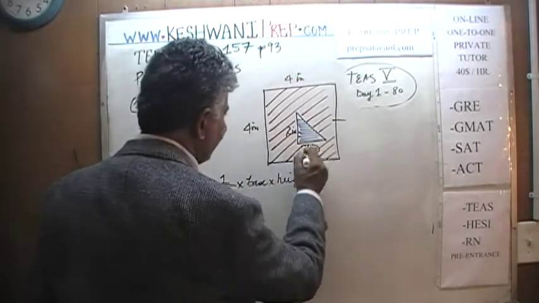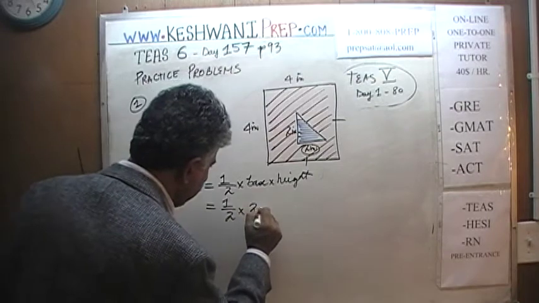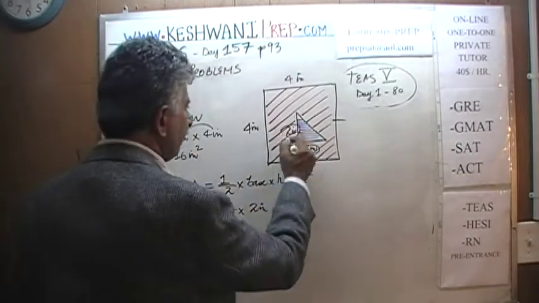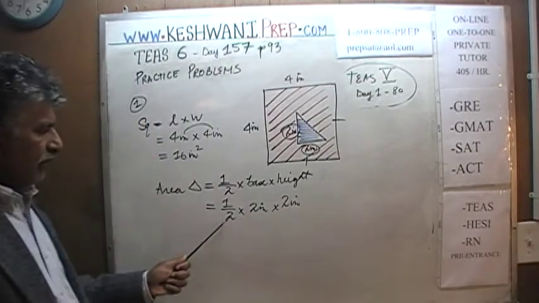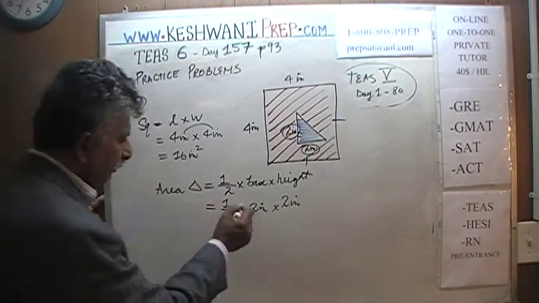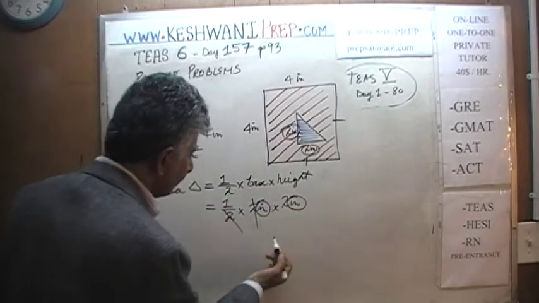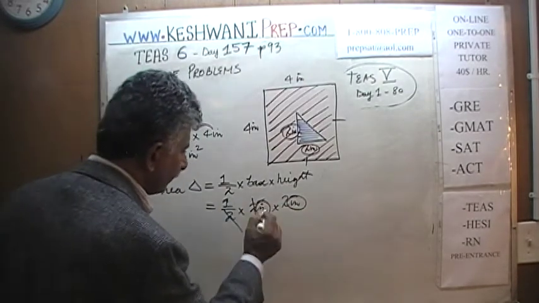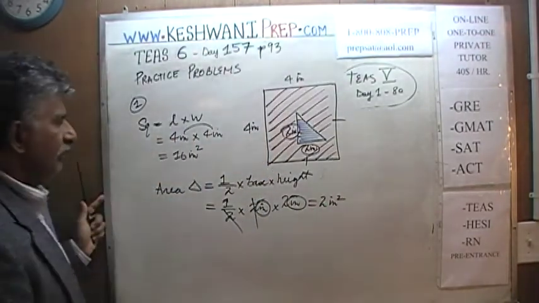Base here is 2 inches, and height also happens to be 2 inches. We have 2 at the bottom, we have 2 at the top. Let's divide top and bottom by 2. This 2 is going to go away. And we end up with inches times inches, which is inches squared. And 1 times 2 is just 2. So it's just 2 square inches. That's it, we're done.